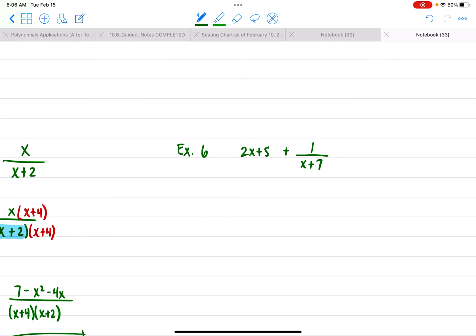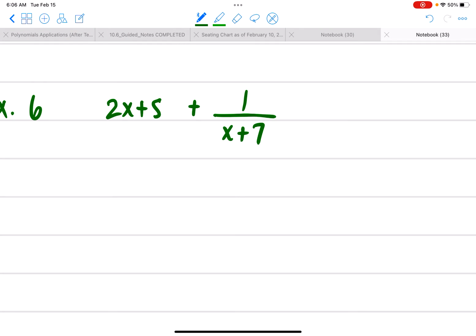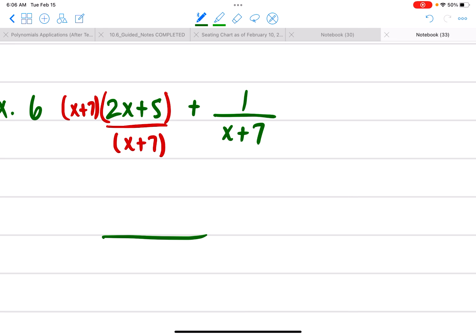Moving on, I think this is the last one here. So how about this one? We have multiple things over here that have no denominator. This one has a denominator of x plus 7. So we're just going to come over here and tack on an x plus 7 denominator. And if we do that, we just got to make sure that we multiply the top by the same thing. So x plus 7.